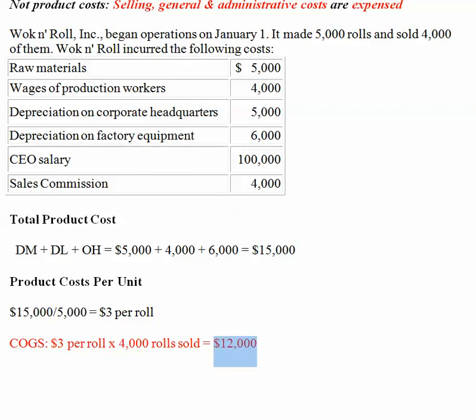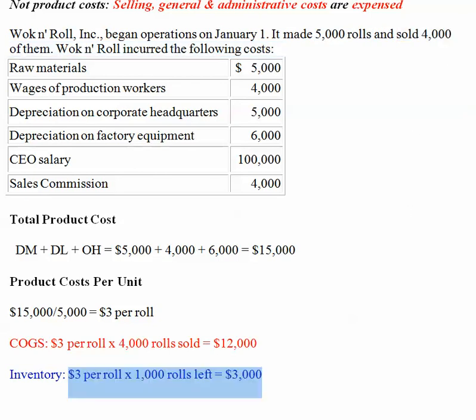What's left on the balance sheet is the inventory, and again it's $3 per roll. But how many rolls are left in inventory? Well, we had, again, beginning inventory of nothing because we just began, plus the 5,000 we made minus the 4,000 that was sold, meaning there was 1,000 rolls left. So the ending inventory on your balance sheet would be $3,000.